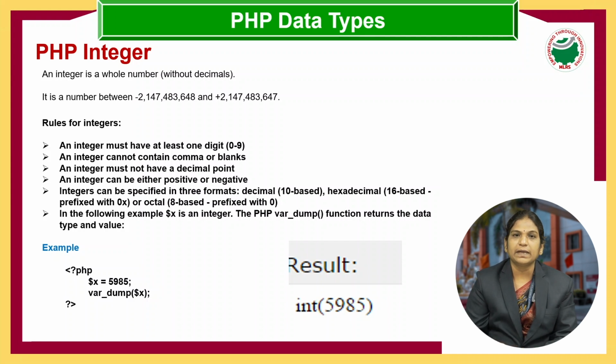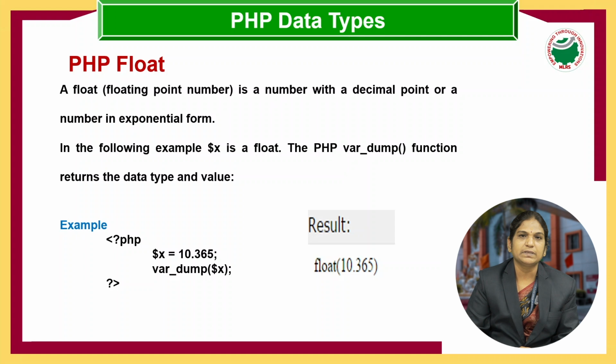Output will be displayed as int(5985), the value of $x. That is going to be about integer. And the next data type is the float. A float is a number with a decimal point or in exponential form. Then it comes under the category of decimal or the float data type.